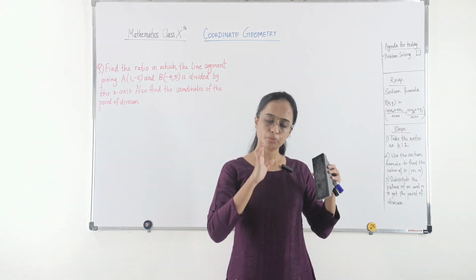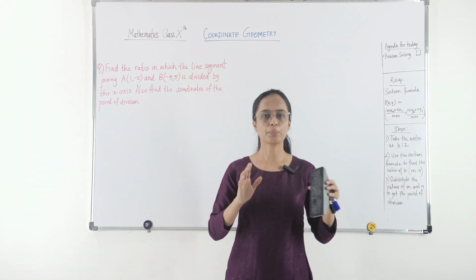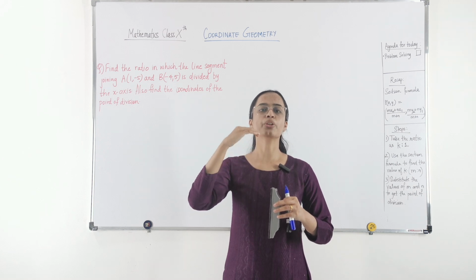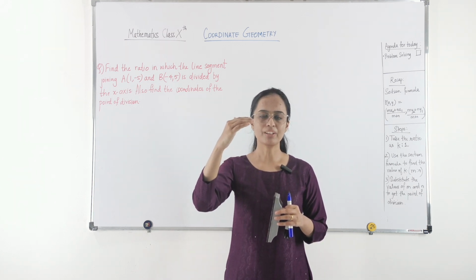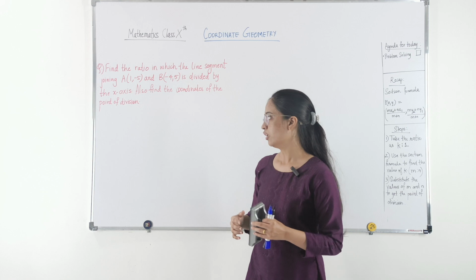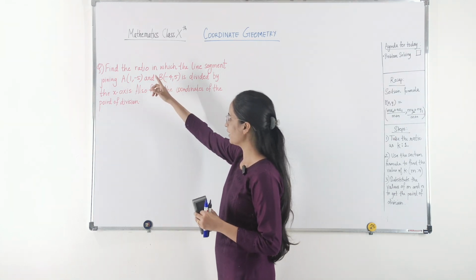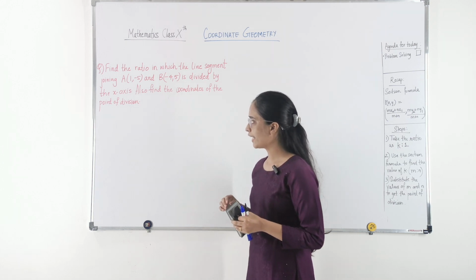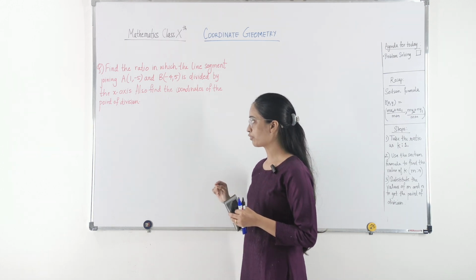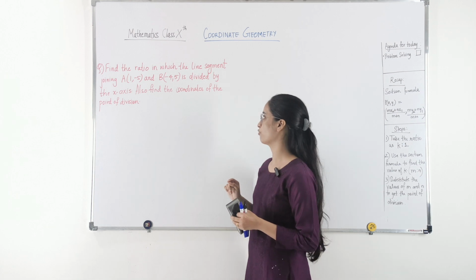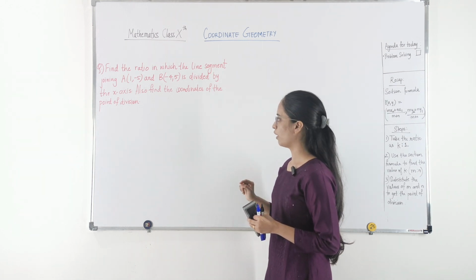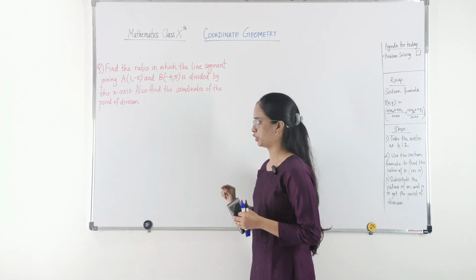In today's class, we would be using the section formula. The problem would be of a similar kind, but we are just going to step up, or the problem would be of a little higher level, right? So the question says: find the ratio in which the line segment joining A(1, -5) and B(-4, 5) is divided by the x-axis. Also find the coordinates of the point of division.